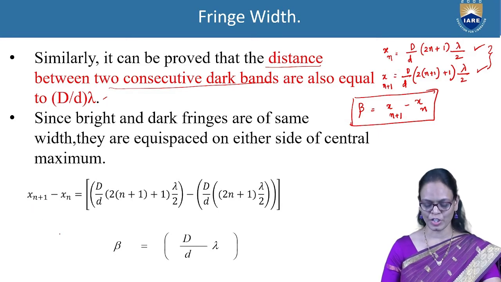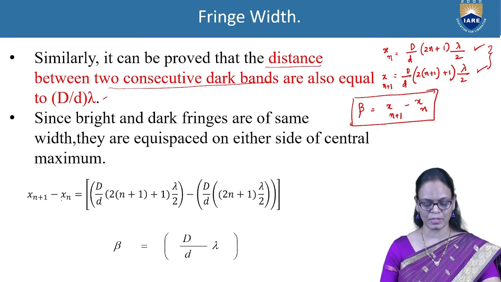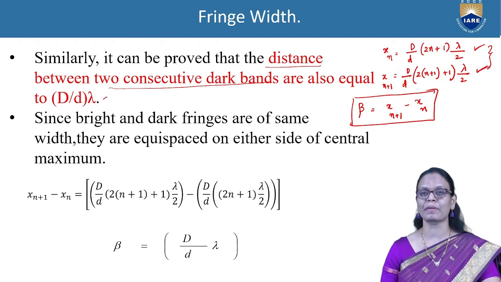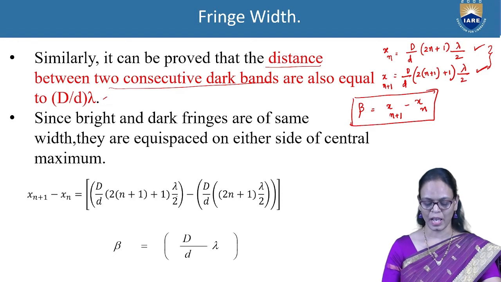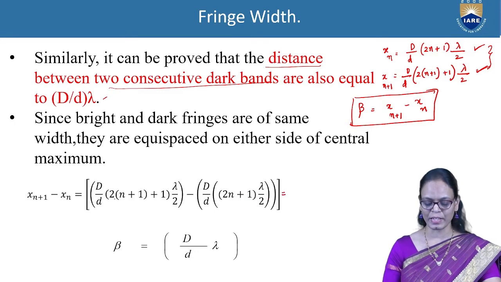So let us substitute and then simplify. We'll write it in the next slide. So xn plus 1 minus xn. For xn plus 1 we are going to write this expression: capital D by small d into (2n plus 1 plus 1) lambda by 2, minus xn. What is xn? Capital D by small d into (2n plus 1) lambda by 2. So let us expand these terms.